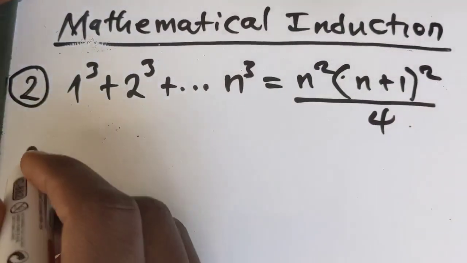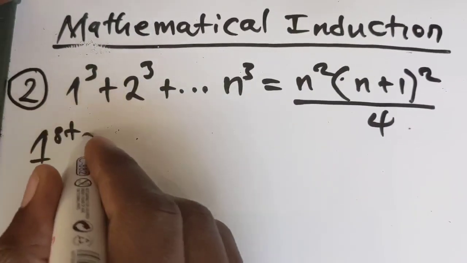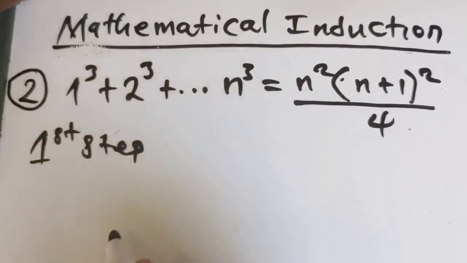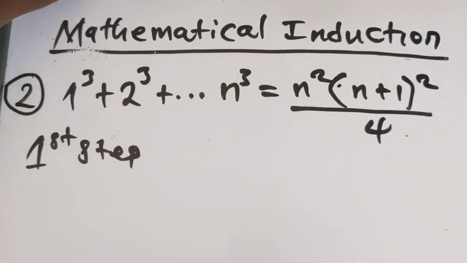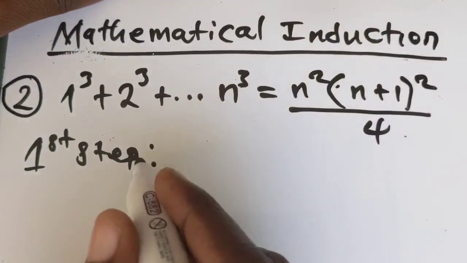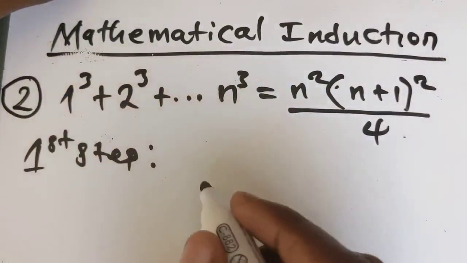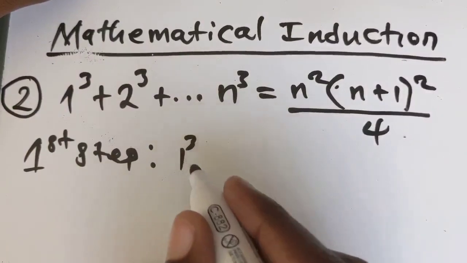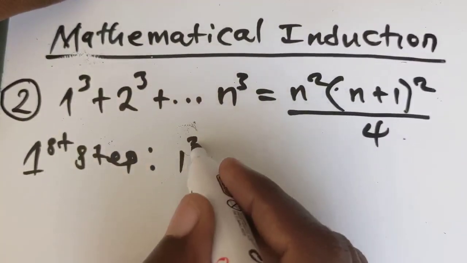So if you remember, I said that the first step, you can prove for the first term or for the second term or for the third term. So let's try to prove for the first term. The first term, it is this one. So the first term, it is what? 1 to the power 3.